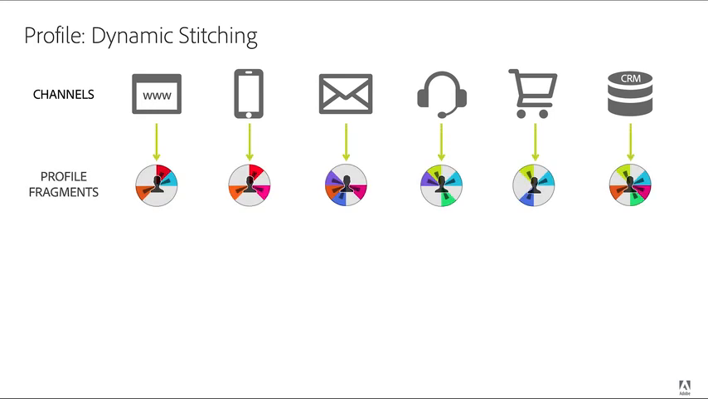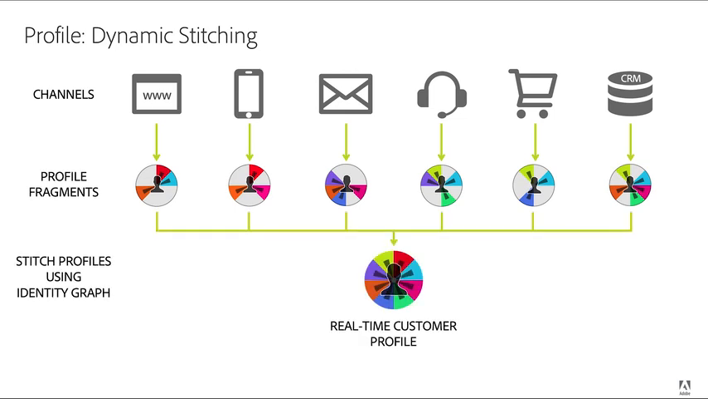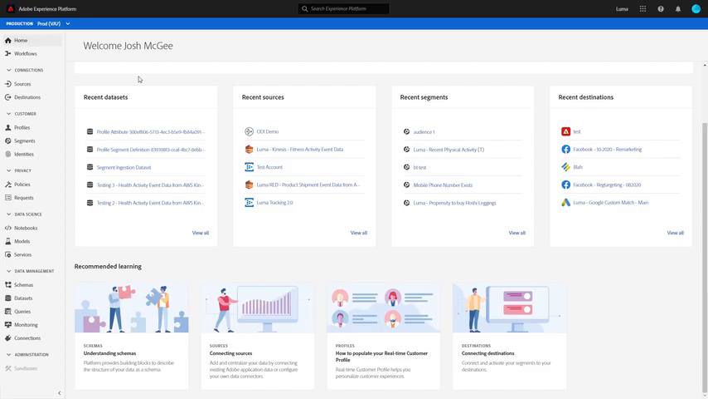As your data comes in from various sources such as analytics, Target, your own homegrown systems, and third parties, Adobe combines these various profile fragments using Identity Graph into a consolidated single customer view, the real-time customer profile. The segments we build will be applied to these profiles to form audiences.